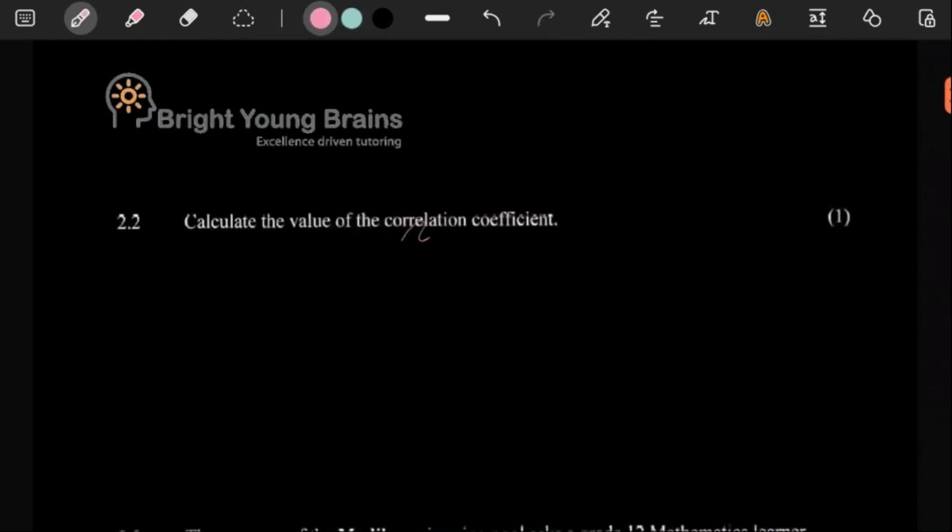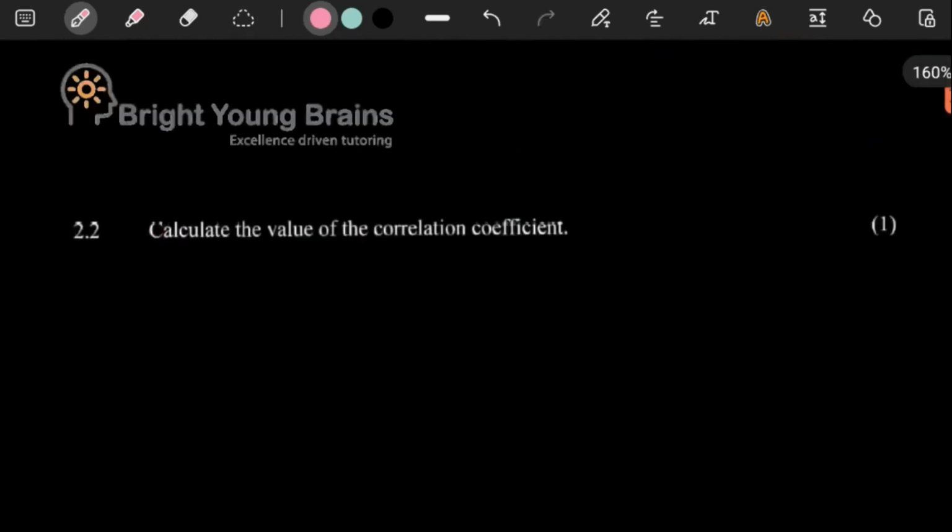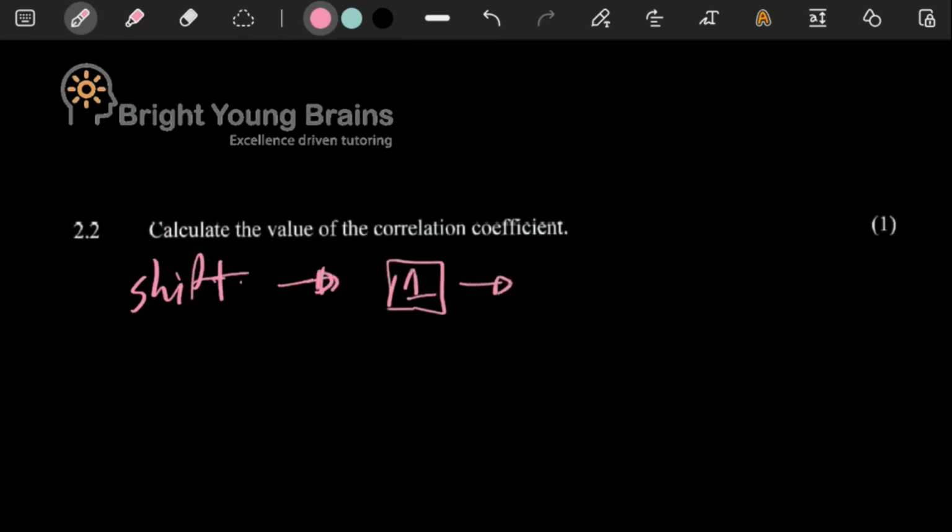Now I want us to get the correlation coefficient. So you're going to do the exact same steps, from the shift. You press shift, the number 1 button, and then reg, and then you press option 3, which says R, which gives you 0.94. Nice. You keep moving forward.